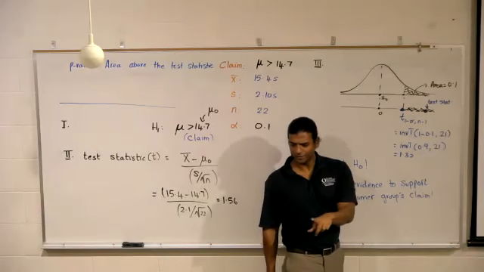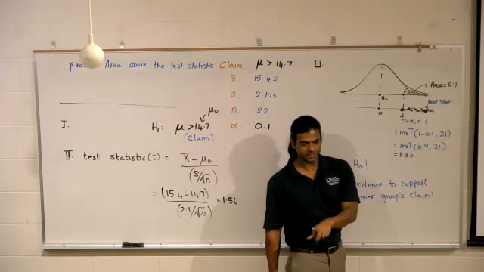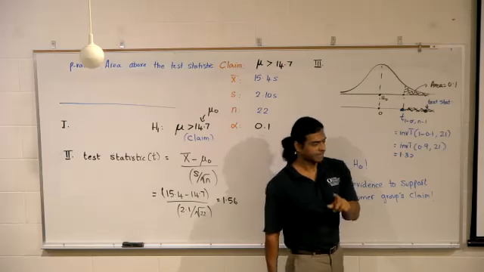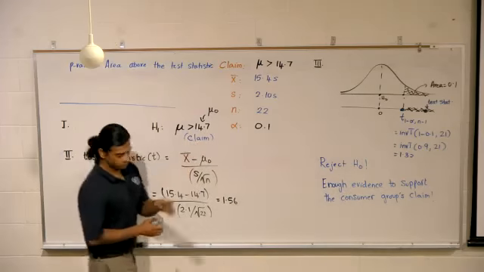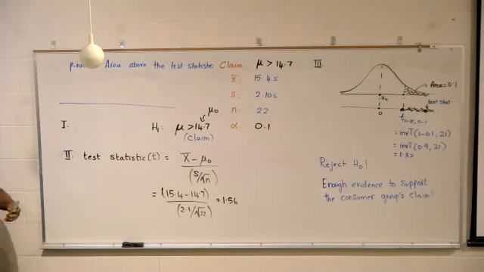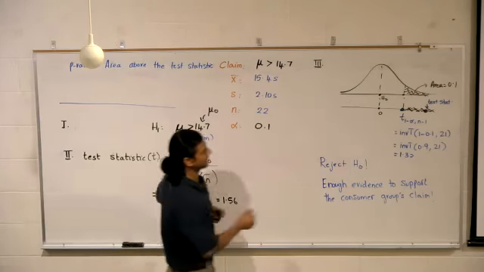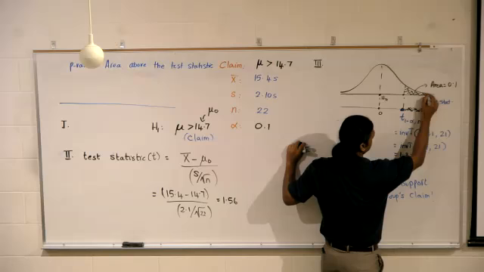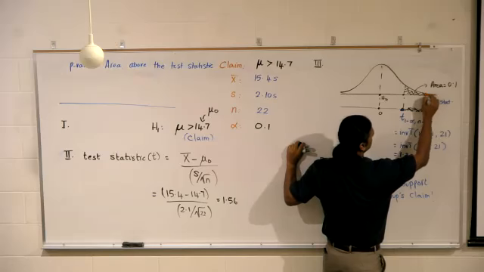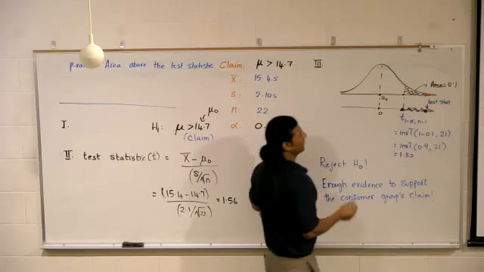So I believe it's option number 4. Do you see TCDF? It's 6. TCDF, we want to find the area above the test statistic. So the test statistic is over here, and I want to find the area above it.